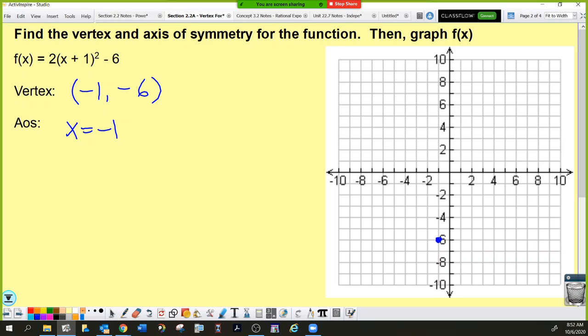Now, we're not going to do the sideways parabolas in this class this year. But you will in the future. So it's important that you say x equals. And let's graph that as a dotted line. Thanks, Lewis. Appreciate you. Let's graph that at x equals -1, like so.